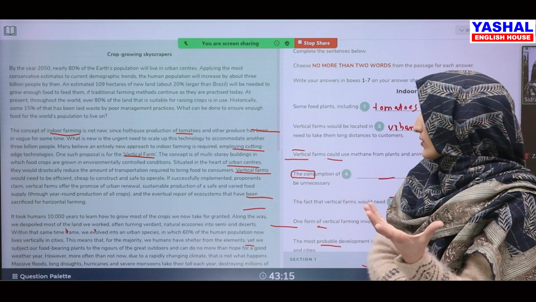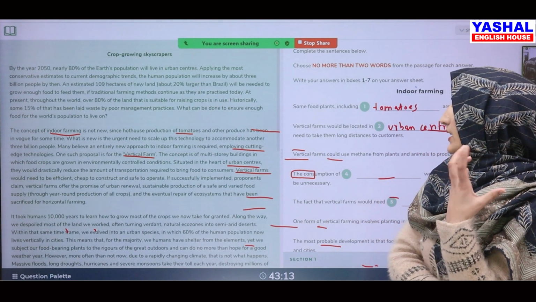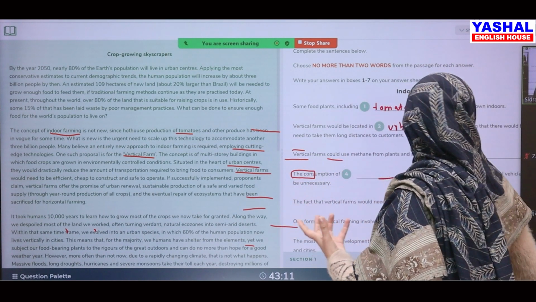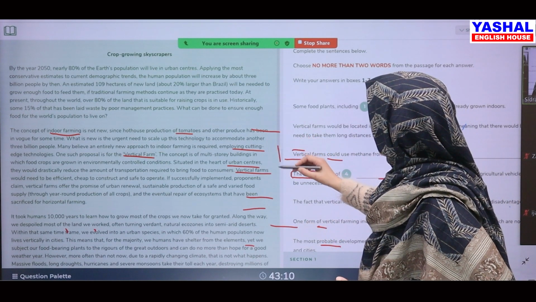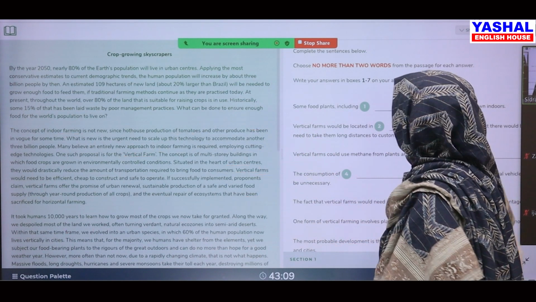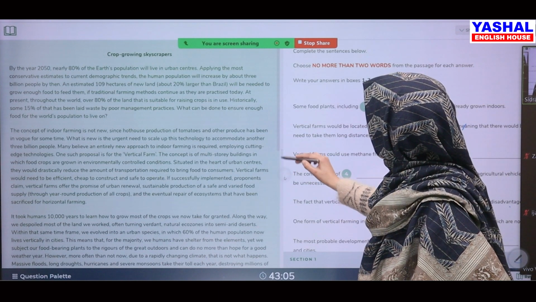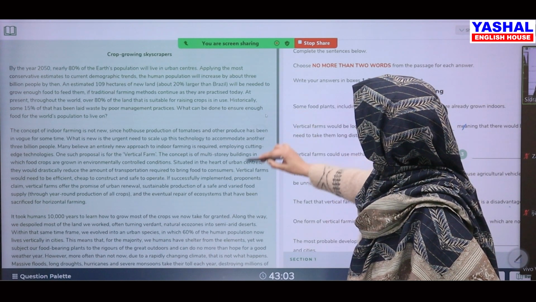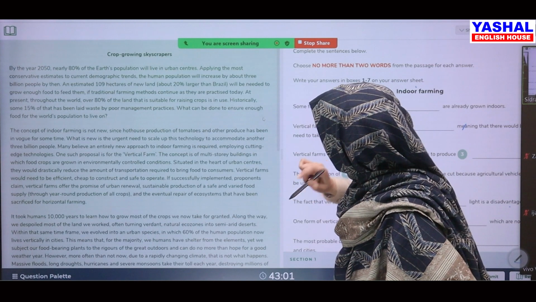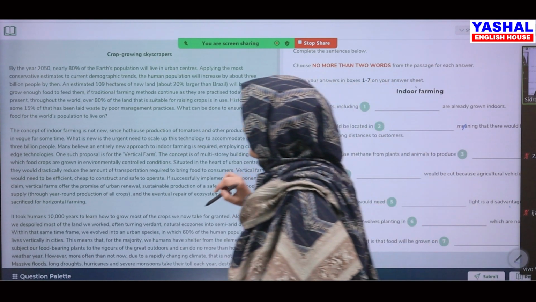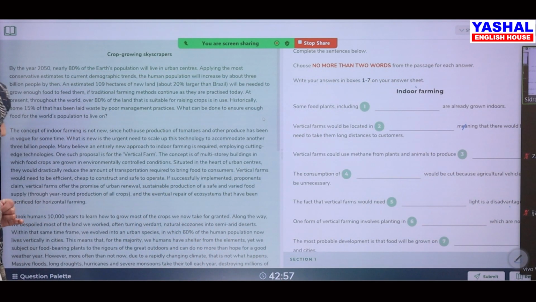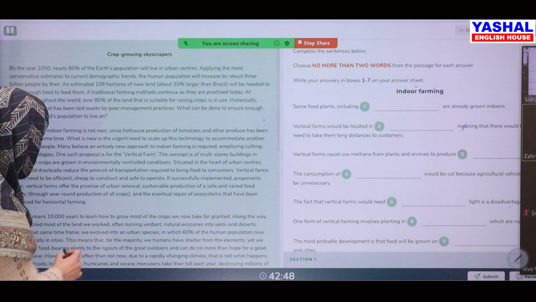The third one is: vertical farms could use methane from plant and animal to produce dash. Methane को use कर सकती है to produce dash. अब हमने ये देखना है कि methane का word कहाँ पे use हो रहा है. Okay. Have you people found the third answer? Methane. No. Plant word is here.